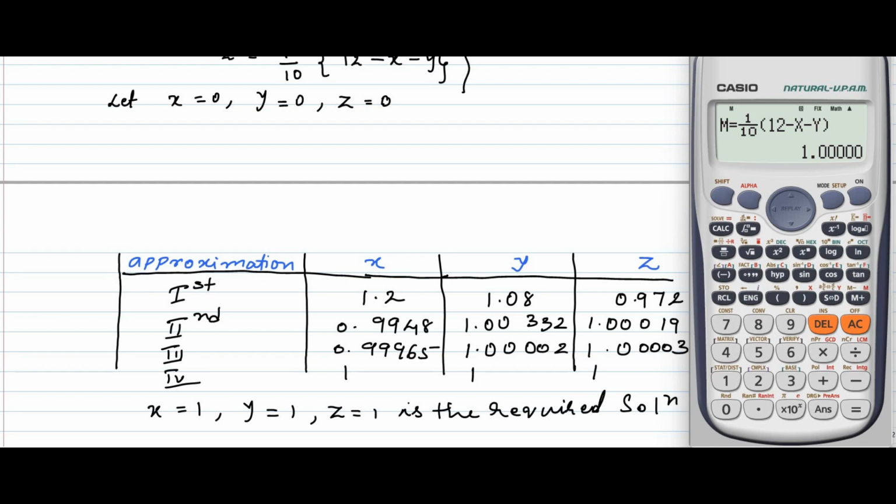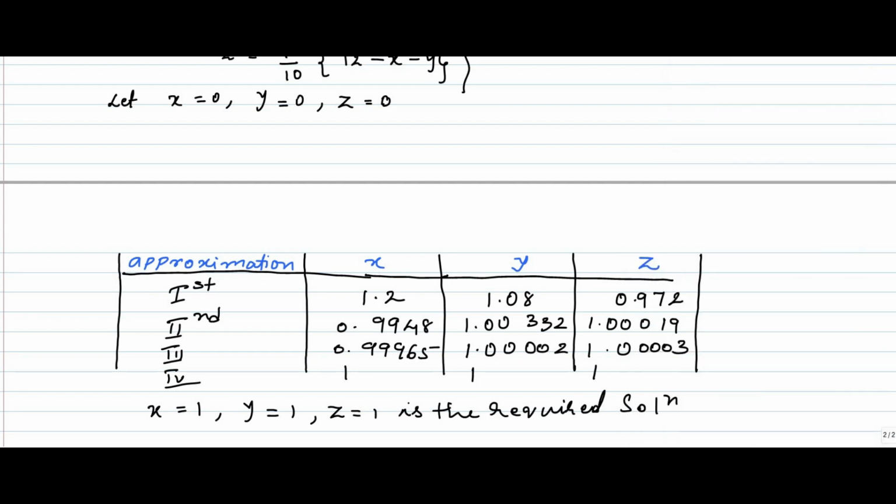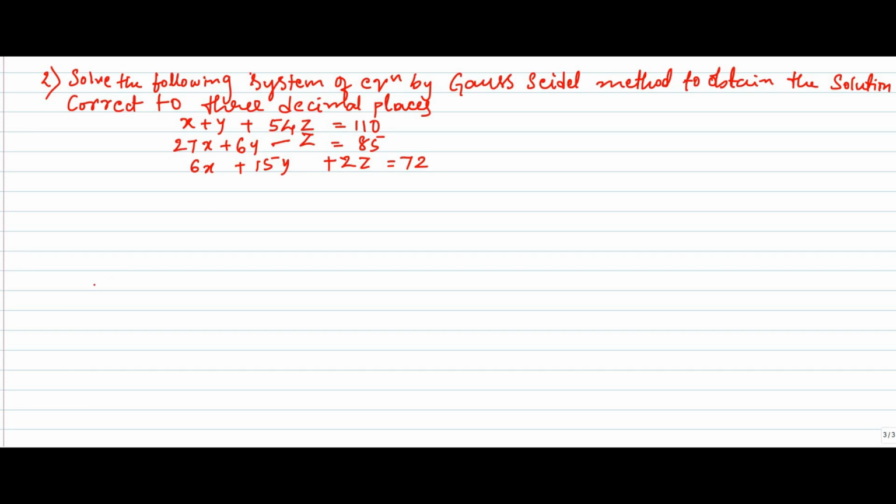Now let us see one more problem, which is not a diagonally dominant problem. Now we will look at such problems and solve them. Consider the second problem, solve. So this is the given system of equations. I told you to observe column-wise the coefficient of x here. The coefficient of x here, 27, is the highest value.